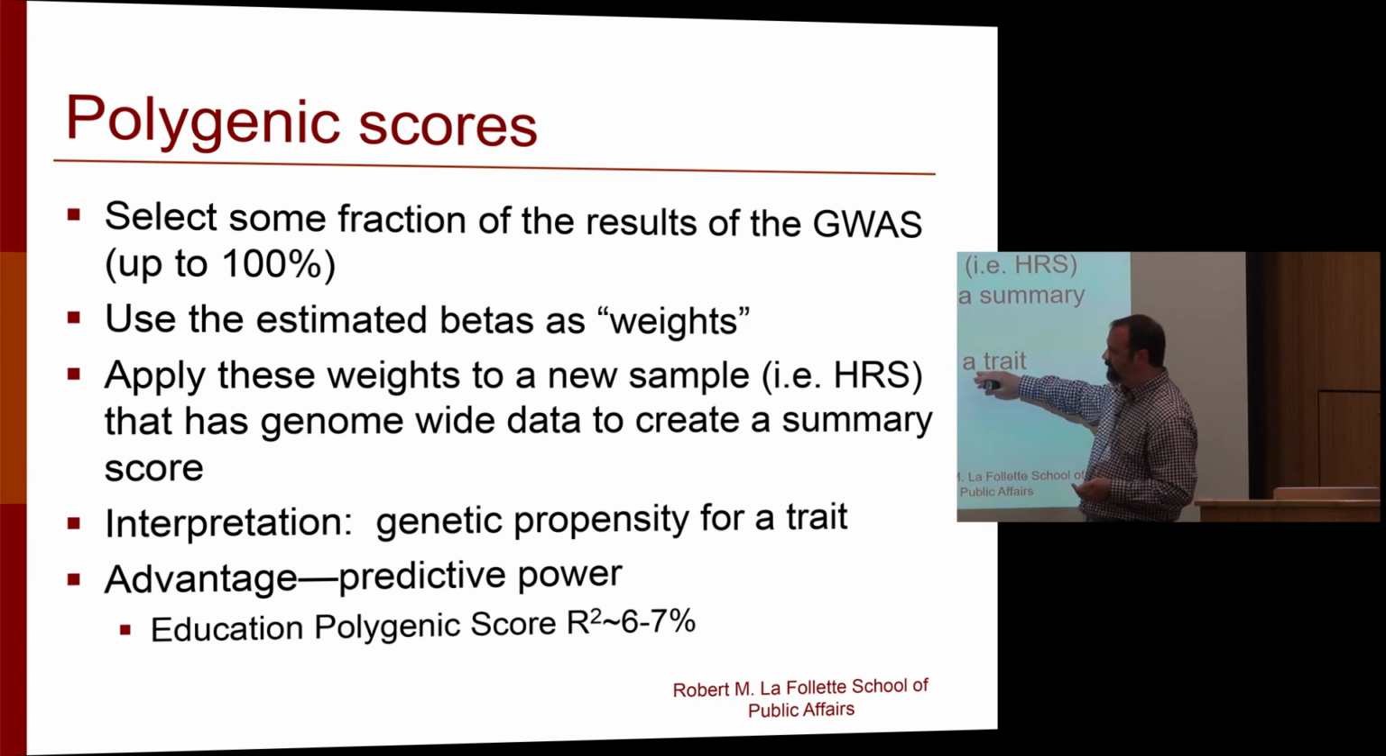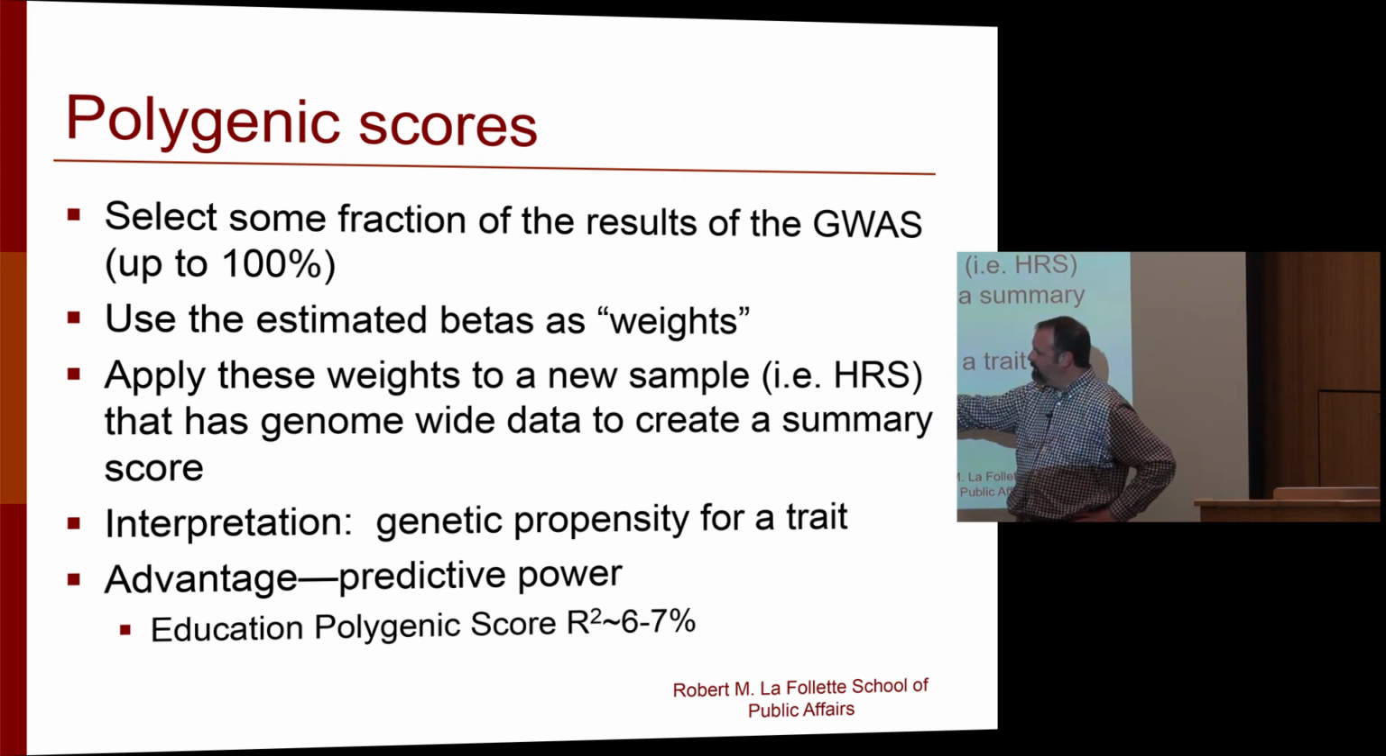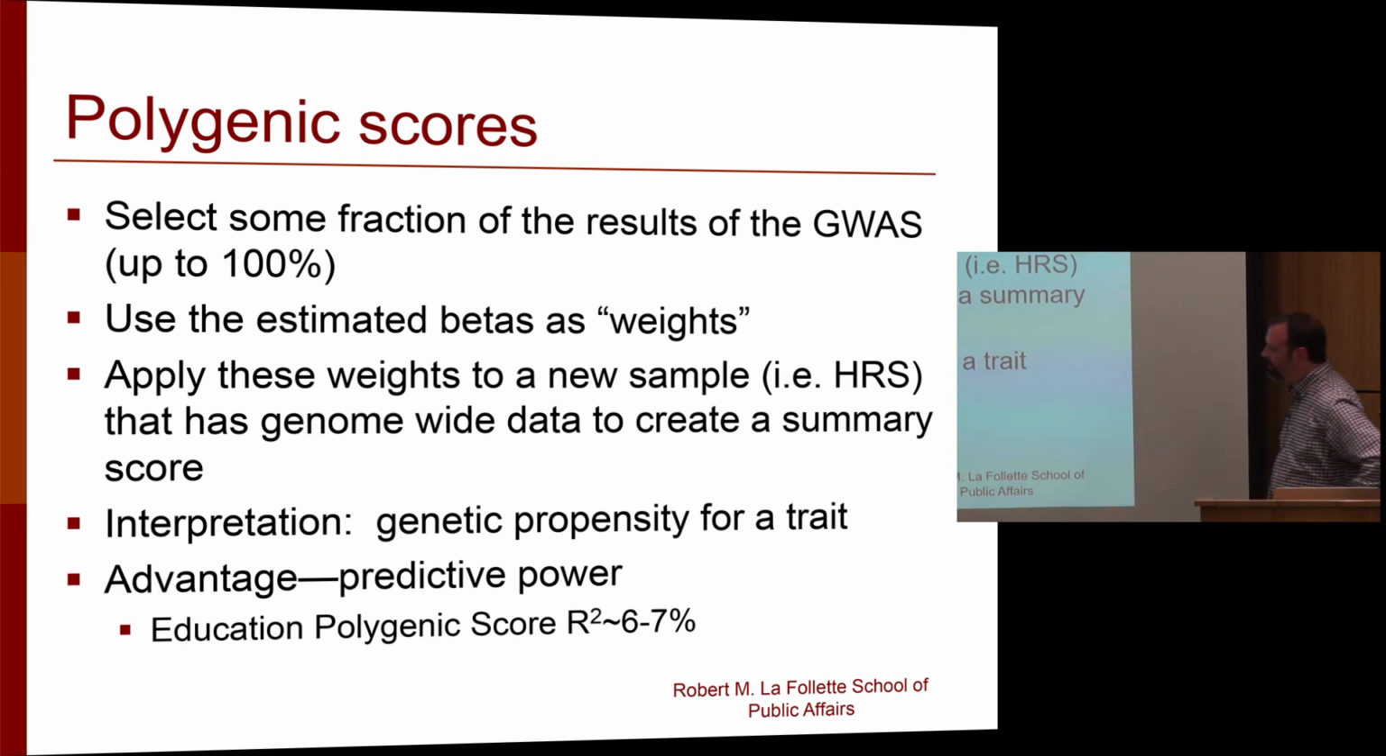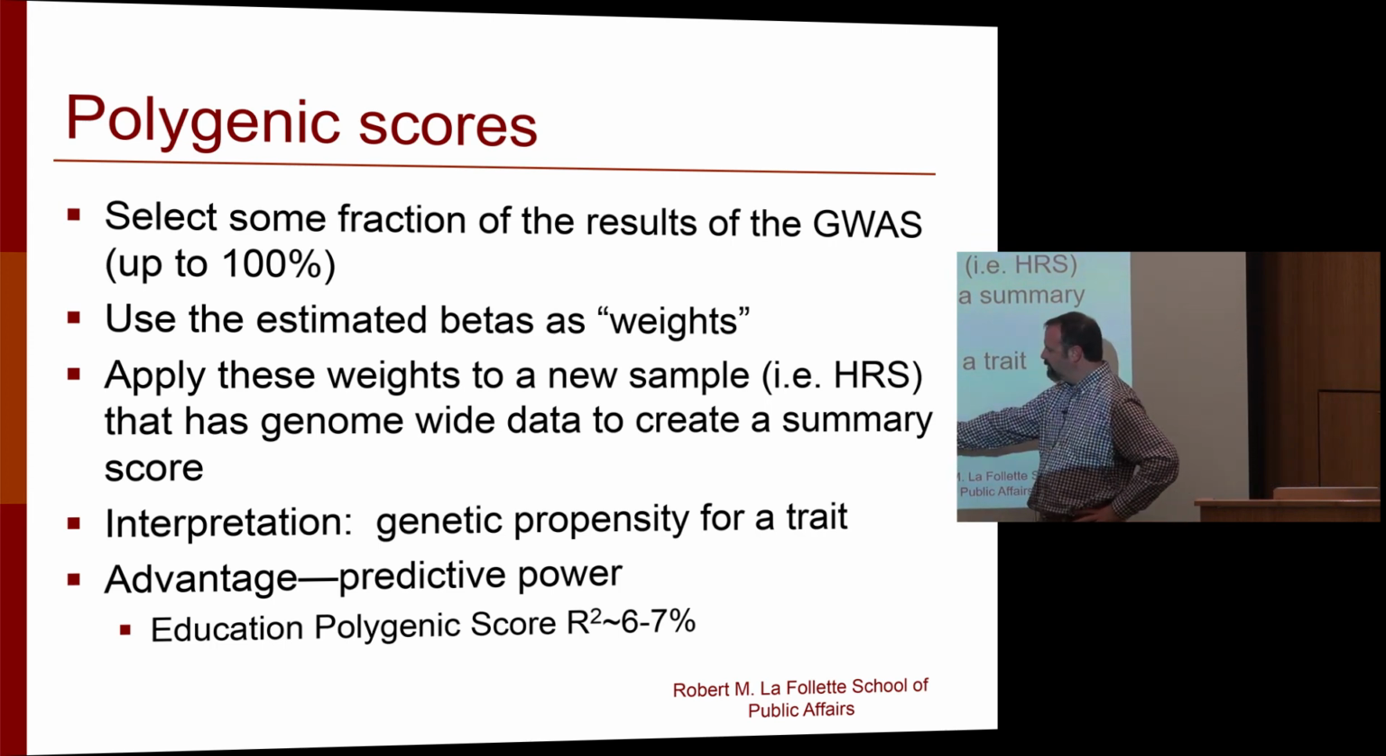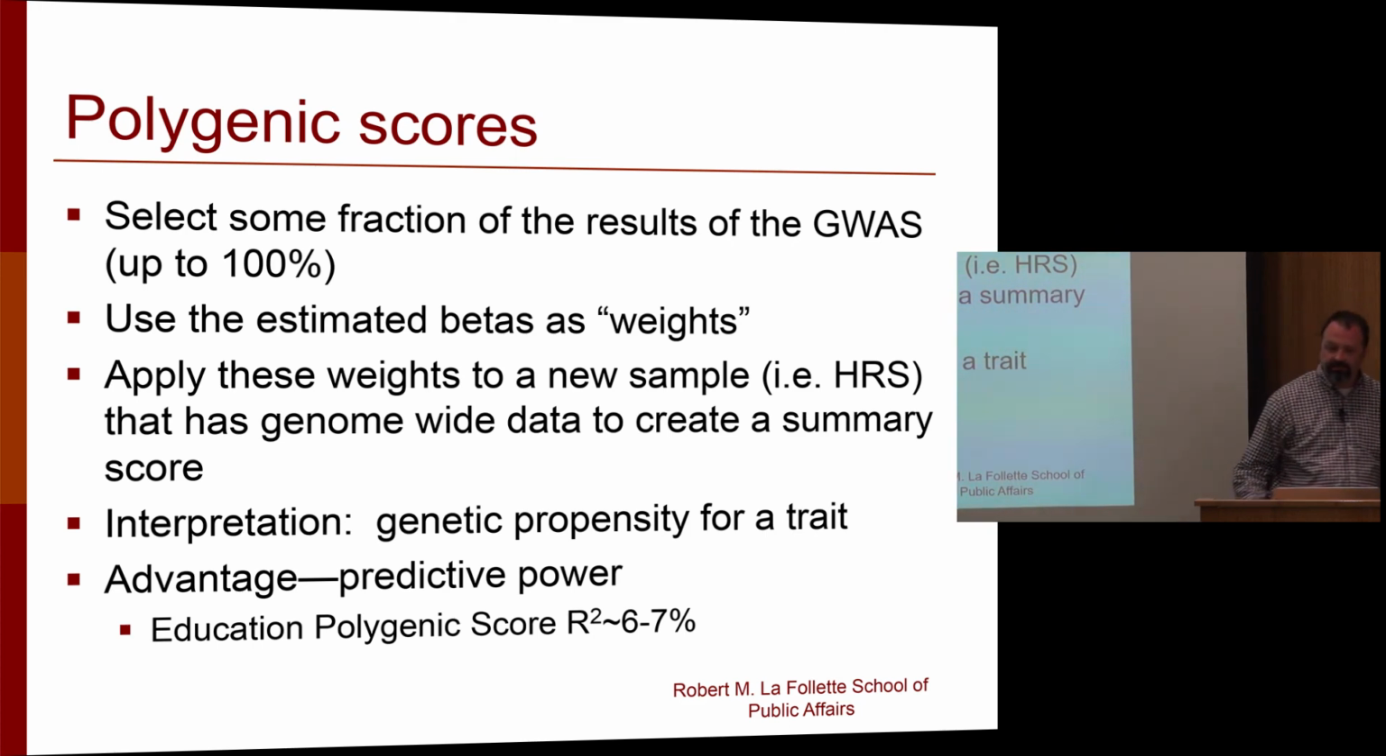So the interpretation is, maybe in quotes, this is the genetic propensity for the trait. In our case, it's going to be educational attainment. The advantage of doing it this way is that you have high out-of-sample predictive power. In our case, I'm going to have a single number that predicts 6 to 7% of educational attainment in the sample of HRS. So it's a single number that's this weighted average of all these letters across your genome. Other questions besides?